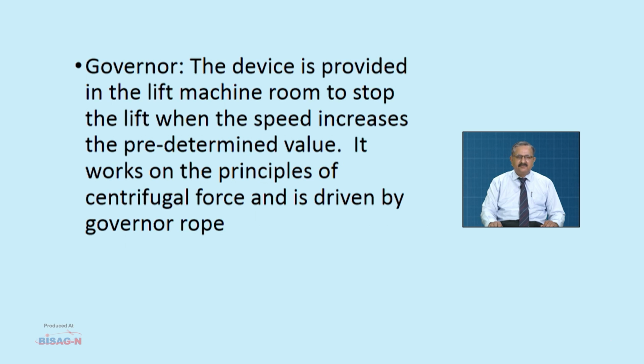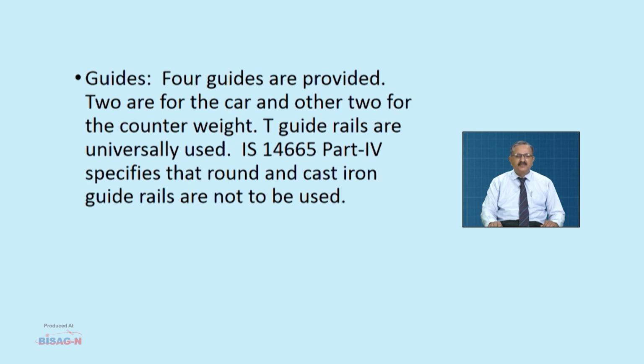Governor. The device is provided in the lift machine room to stop the lift when the speed increases beyond the predetermined value. It works on the principle of centrifugal force and is driven by governor rope. Next part is guide. 4 guides are provided. 2 are for the car and 2 for the counterweight. T-guide rails are universally used. IS 14665 Part 4 specifies that round and cast iron guide rails are not to be used.